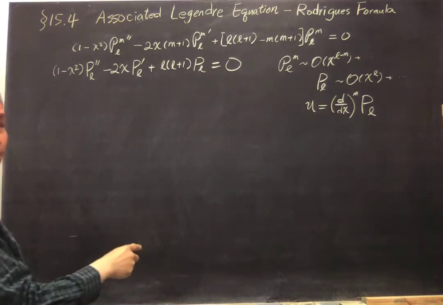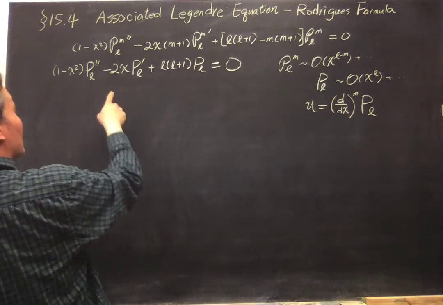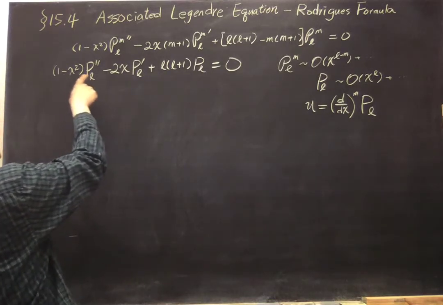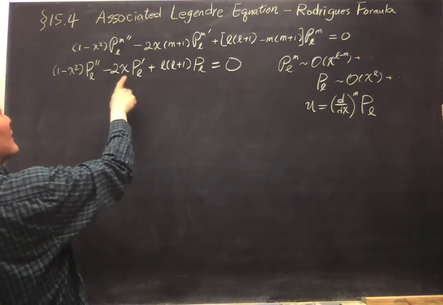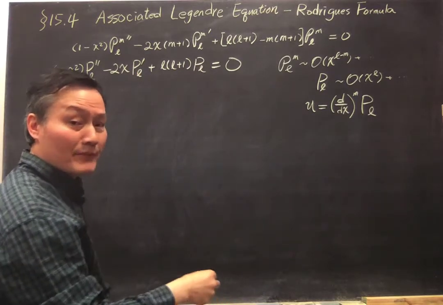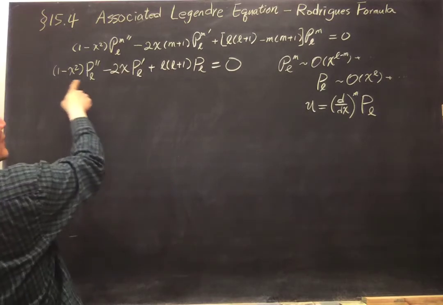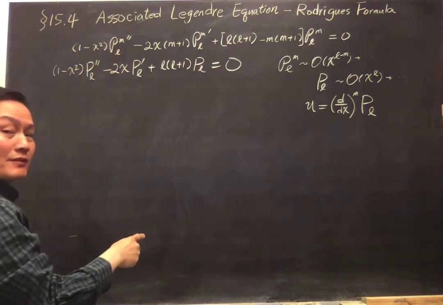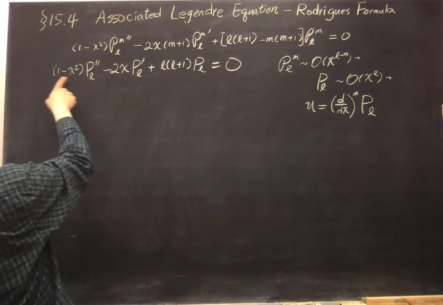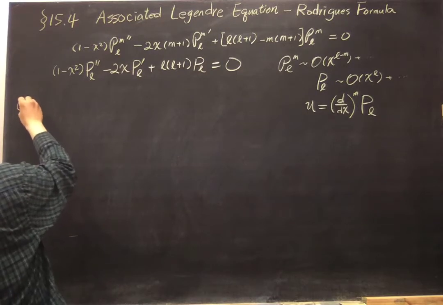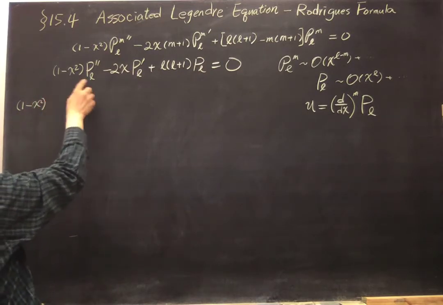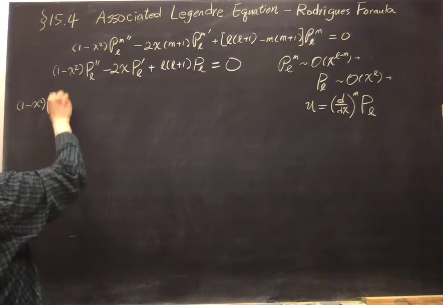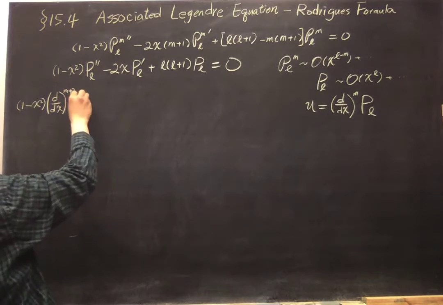What we'll do now is take the m-th derivative of the whole equation. To do that, we will use the Leibniz formula because there's a product of this 1 minus x squared and this second derivative, and likewise, there's a factor x times this one. If we apply the m derivatives to this factor, there will be three terms. The first term takes zero derivatives of this factor, so this will be 1 minus x squared, and then the m-th derivative of this one, but we already have two more derivatives, so it is d/dx to the m plus 2 operating on P_l.